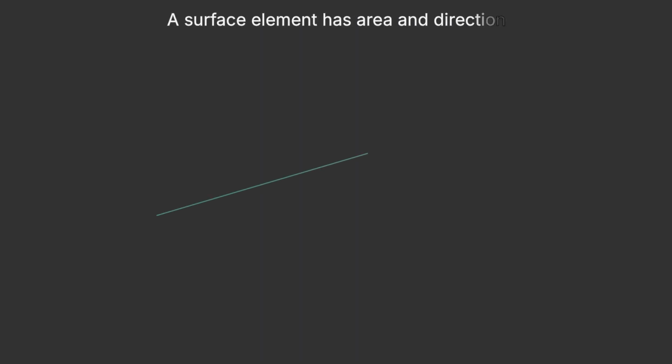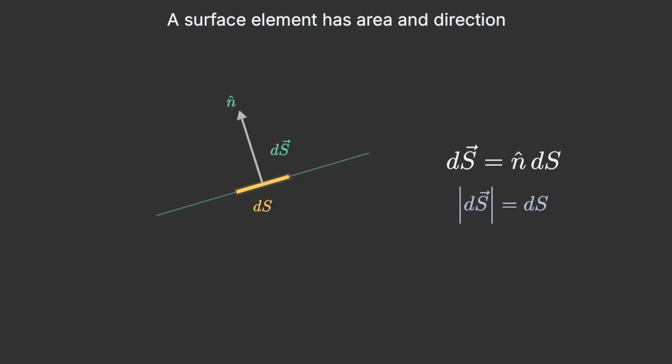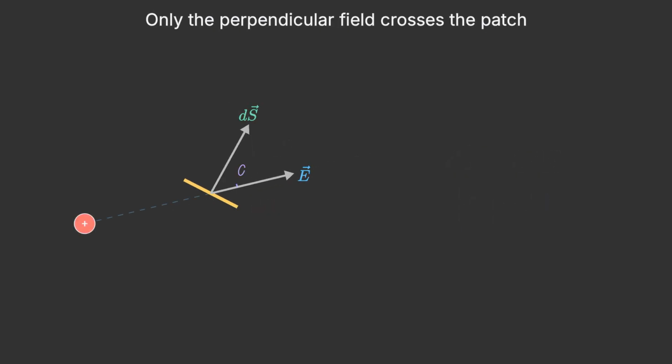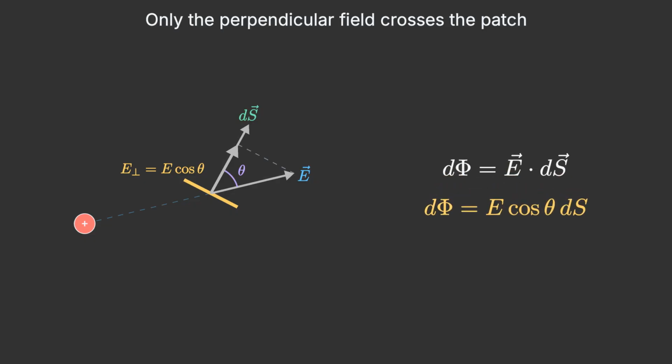Flux begins with one tiny surface patch. Call its area ds. The area vector, ds vector, points along the outward normal and has magnitude ds. At this patch, the electric field makes an angle theta with the normal. Only the perpendicular component crosses the patch. Therefore, d phi equals E dot ds vector. The dot product gives E cosine theta times ds.